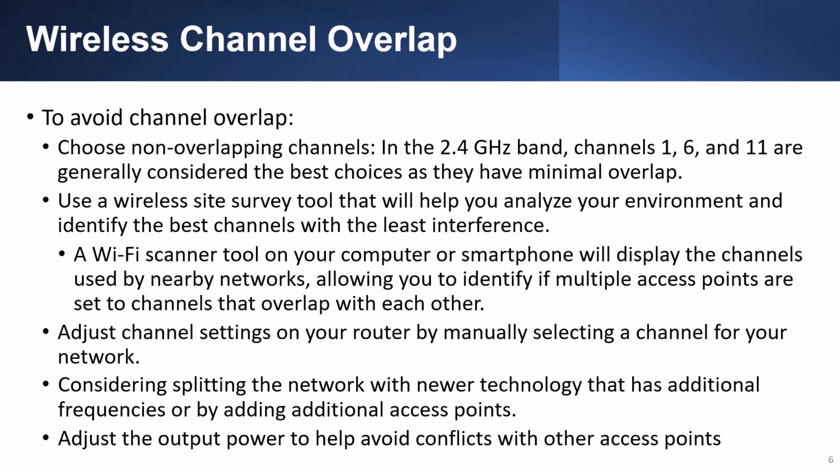To avoid channel overlap, choose non-overlapping channels. In the 2.4 GHz band, channels 1, 6, and 11 are generally considered the best choices as they have minimum overlap. Use a wireless site survey tool that will help you analyze your environment to identify the best channels with the least interference. The Wi-Fi scanner tool on your computer or smartphone will display the channels used by nearby networks, allowing you to identify if multiple access points are set to channels that overlap with each other.